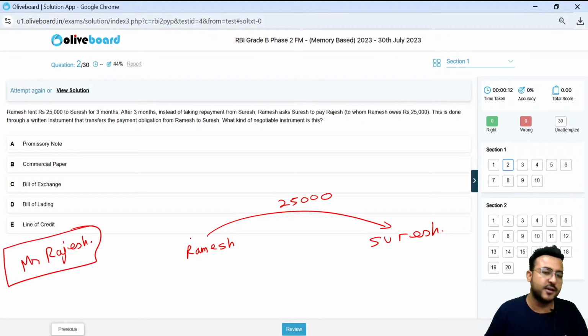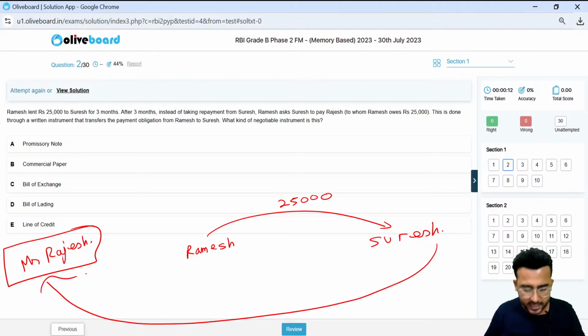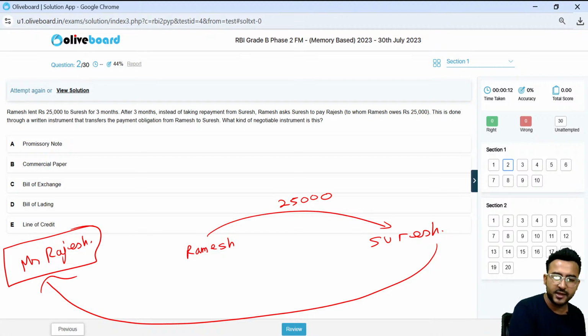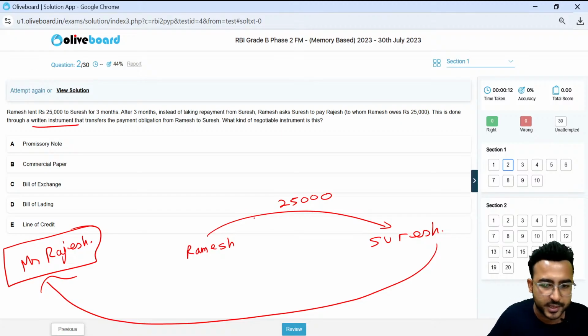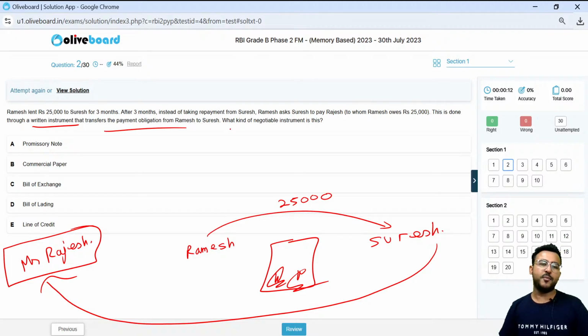Now Mr. Suresh is under an obligation to pay 25,000 to Ramesh, but in the past, Mr. Ramesh was under an obligation to pay Mr. Rajesh the same amount. So what Ramesh told is to pay directly to Mr. Rajesh. उन्होंने सुरेश को बोला यार एक काम करो, डायरेक्टली पहले तुम मुझे दोगे, फर्स्ट यू विल बी गिविंग 25,000 टू मी, देन आई विल बी पासिंग इट अगेन टू राजेश, व्हाई नॉट यू डायरेक्टली पे टू द राजेश. एंड फॉर दिस पर्पस दे हैव साइंड अ रिटन इंस्ट्रूमेंट, through which the obligation is now transferred to Mr. Rajesh. What kind of instrument is this?